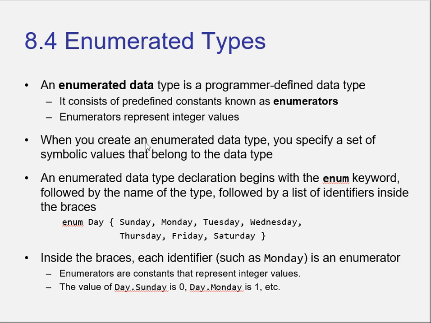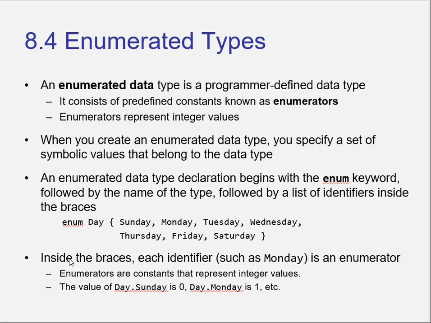When you create an enumerated data type, you specify a set of symbolic values that belong to the data type. So in the example down here, we could create one called enum. That's the way that we declare it. We're going to give it a name here called day, and then we're going to encapsulate, we're going to assign to that these days of the week, Sunday through Saturday in this particular case.